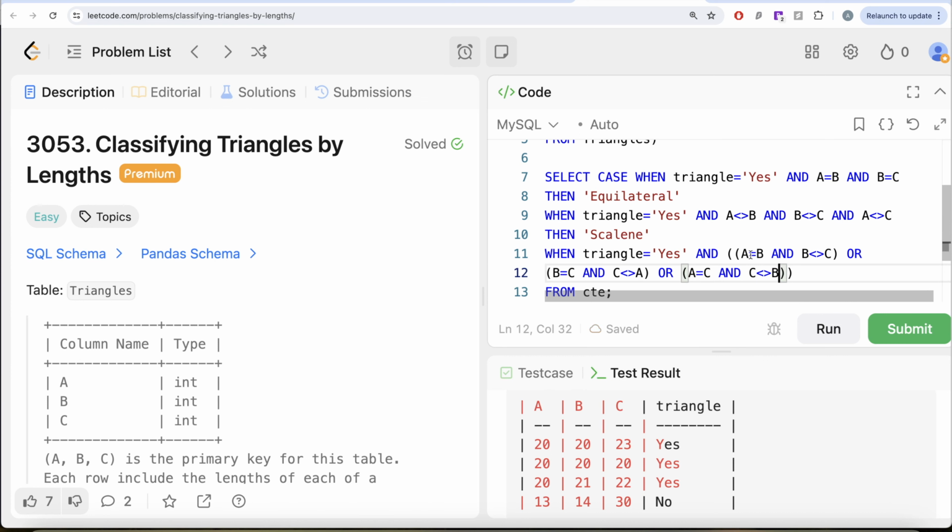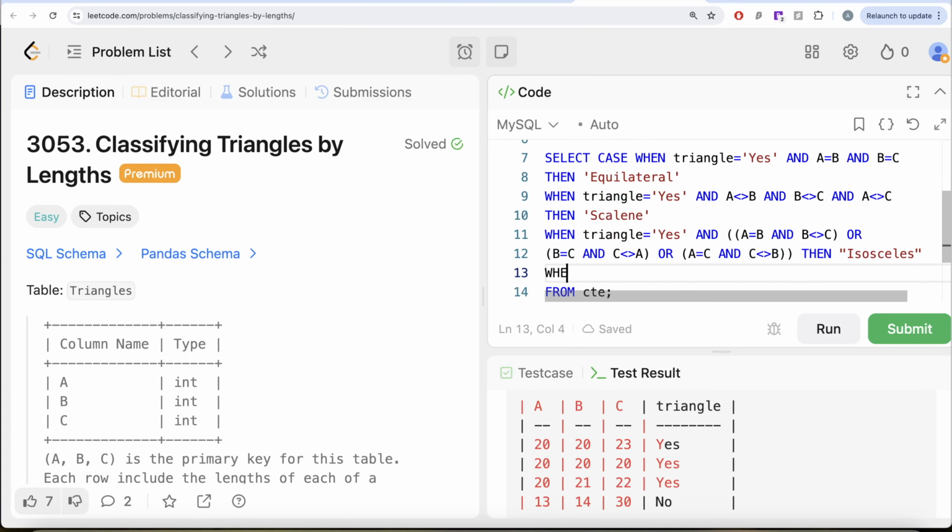So what we are basically doing is, if any two sides of a triangle are equal, that means it is an isosceles triangle. So if A and B are equal and B is not equal to C, ultimately it also says that A is not equal to C. So two sides are equal, but the third side is not equal to the two sides. Similarly for BC and then AC. So if any of these is satisfied along with the triangle possibility being yes, then you determine this as isosceles.